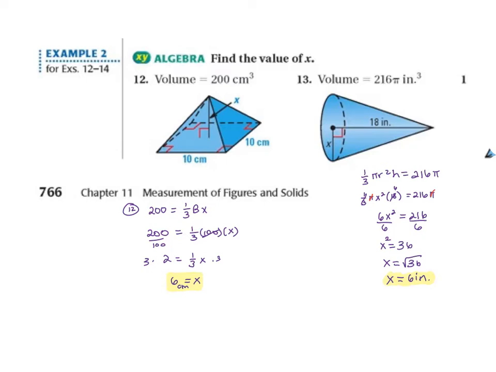For the cone, this time they're asking us to find the radius. So remember, the volume formula is 1/3 pi r squared height. So plug in everything you know and then work backwards. And this one's also 6, but it's inches instead of centimeters.